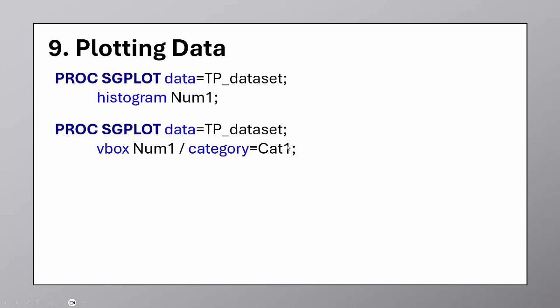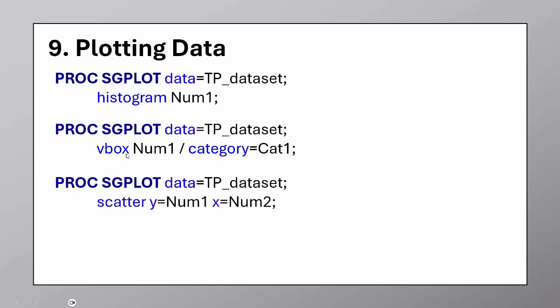So you have a backslash category and whatever categorical variable. You can do multi-way plots, but this is just the simplest example. And for a scatter plot, you're going to have a numerical y variable and a numerical x variable.